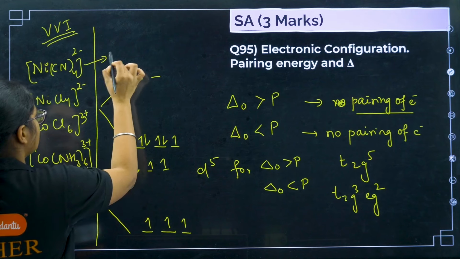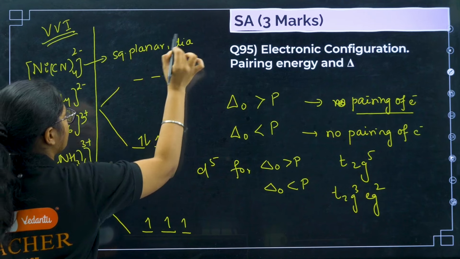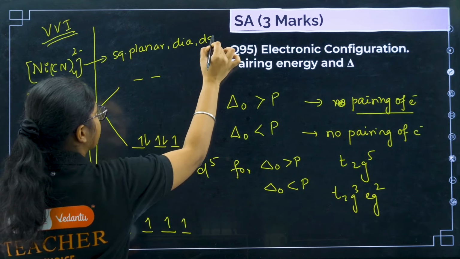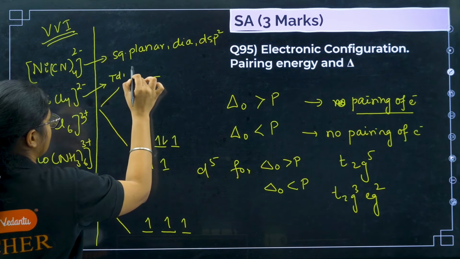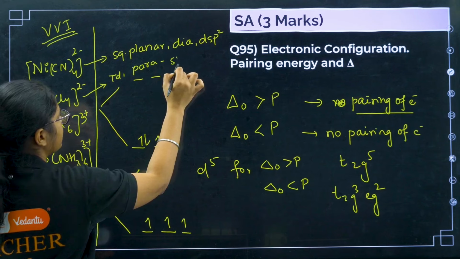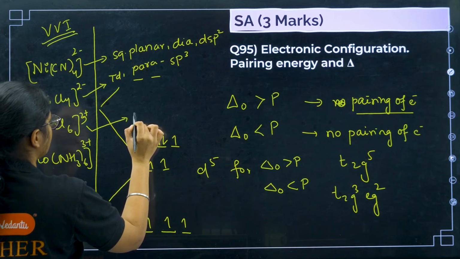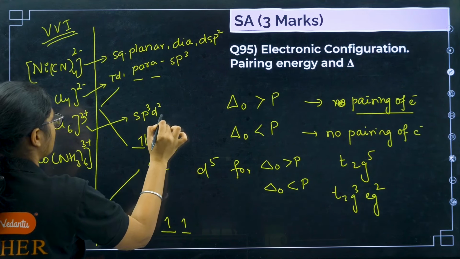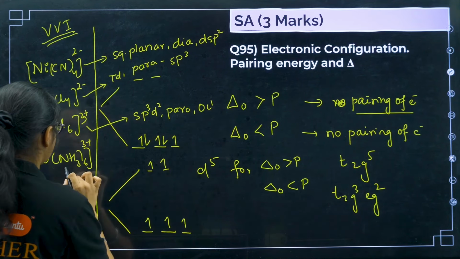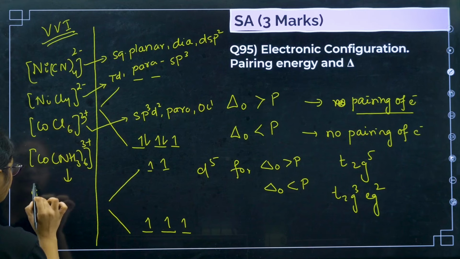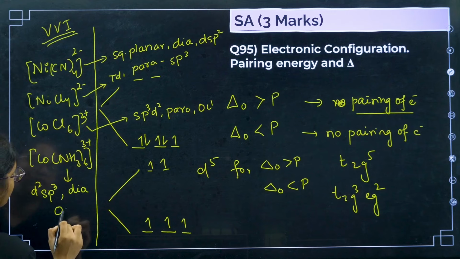So for Ni(CN)4 it is square planar, and diamagnetic. Next, hybridization is dsp2. For NiCl4 it is tetrahedral and paramagnetic, with sp3 hybridization. For CoCl6 it is sp3d2 hybridization, paramagnetic and octahedral. Now here also, for Co(NH3)6 you have d2sp3 hybridization, diamagnetic, and we have an octahedral complex.